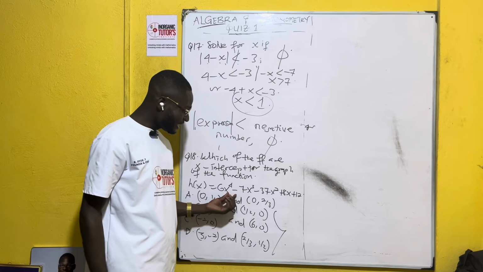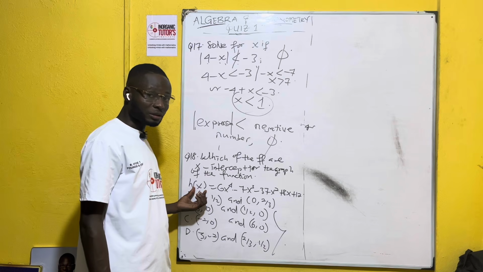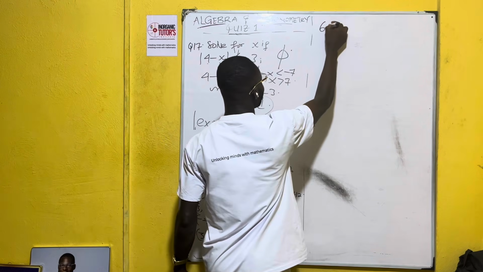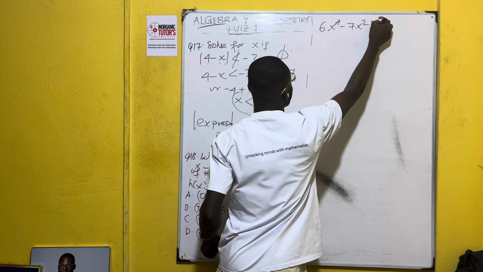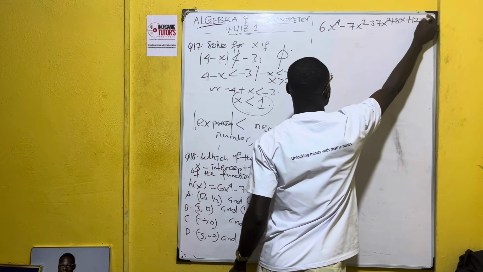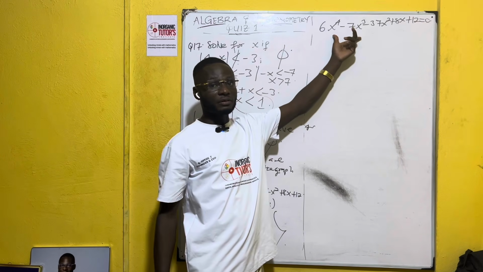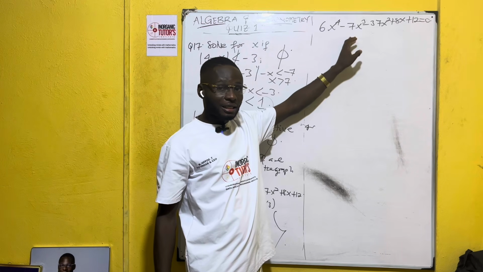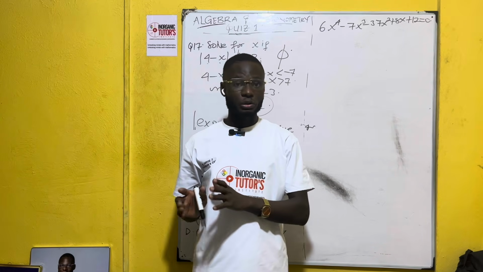Now, to get the x-intercept of this polynomial function, it means that y is equal to what? 0. At the x-intercept, y is equal to 0. So we are going to have 6x⁴ minus 7x³ minus 37x² plus 8x plus 12 equals 0. So we have to solve this and find the values of x. But we can't easily solve this like that. We have to use the rational root theorem.